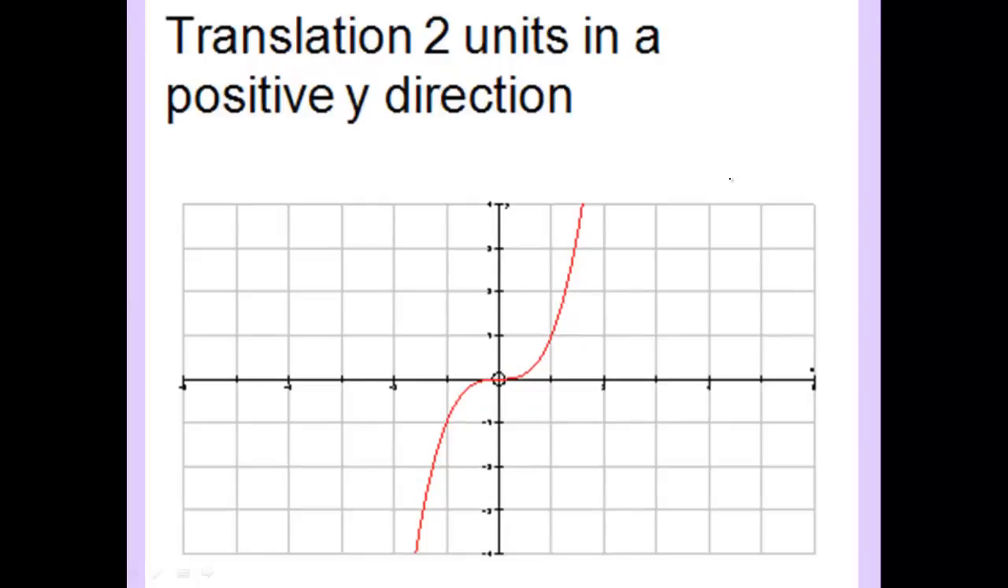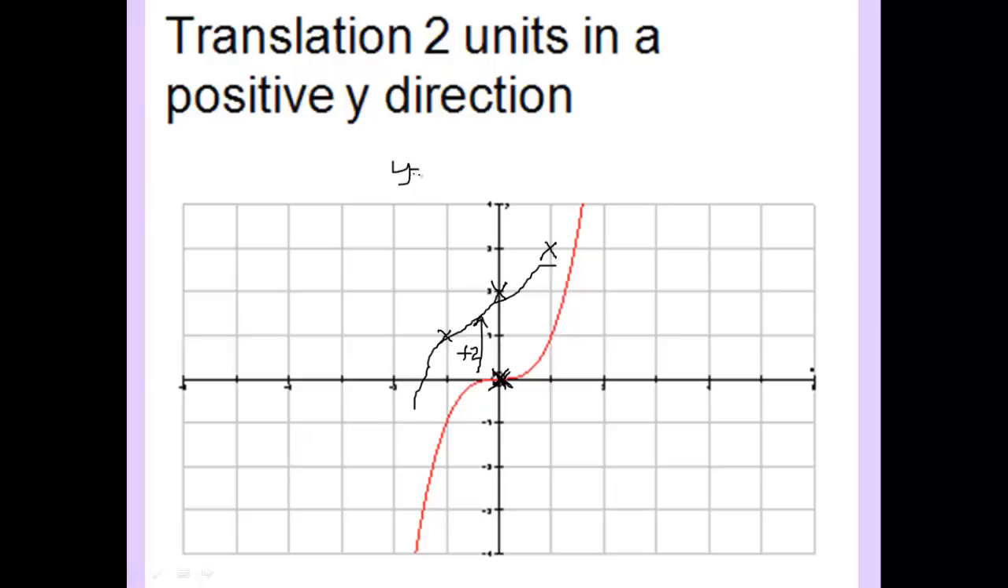Okay, this one's a lot more straightforward. What we're now aiming to do is to translate 2 units in a positive Y direction. So again, if we start off at the origin here, and we're moving +2 in the Y direction, so that point moves to there. This point here at 1, 1 moves to 1, 3. This point here at -1, -1 moves to -1, 1. So you can see here that the Y value has increased by 2 for all of these points.